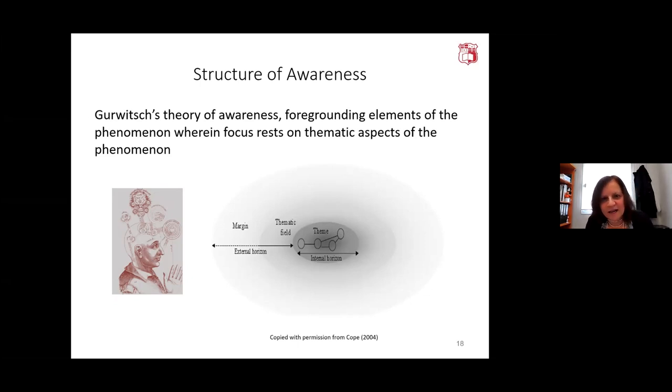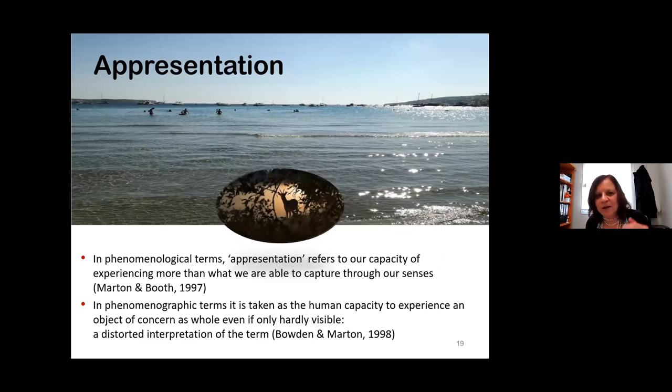And the last construct is the construct of presentation, which continues to tie up with the other two constructs in the sense that while in phenomenology, presentation is taken to be the capacity of experiencing more than we are actually capturing with our senses. In phenomenography, it's a bit distorted in the sense that in foregrounding some of the aspects of a phenomenon, we are able to make a whole experience of it. So it's a bit distorted.